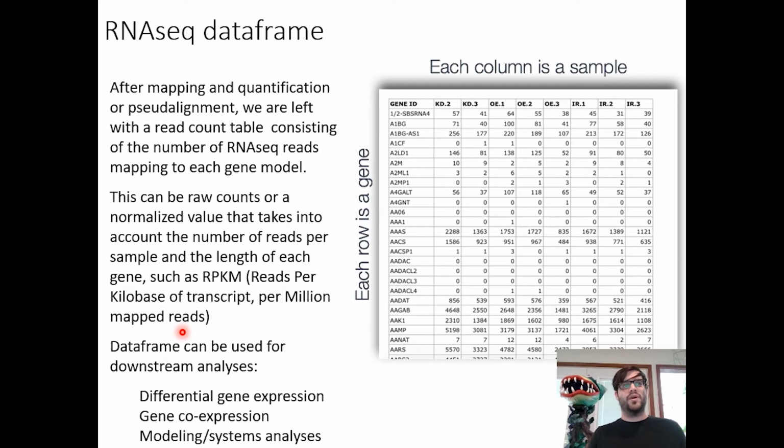And so raw counts don't take any of this into account, and then these normalized values, such as RPKM, can be used so that we can compare genes to each other and then genes across samples. And so this data frame is what we're going to be working with primarily, this is what you care about. This can be used for downstream analyses, such as differential gene expression, gene co-expression analyses, or various modeling, machine learning, or systems type analyses.